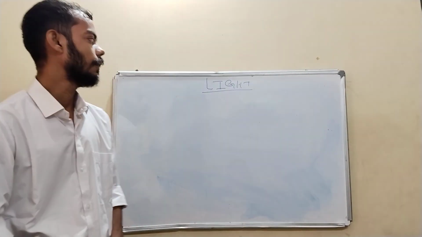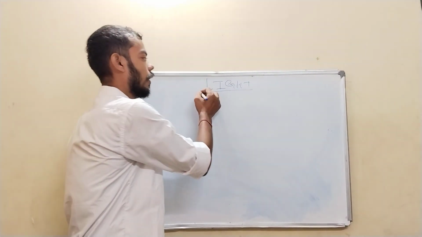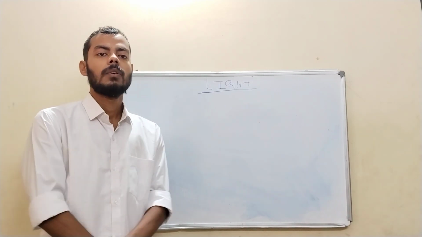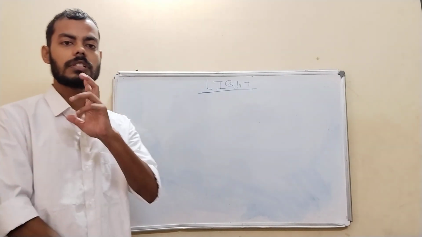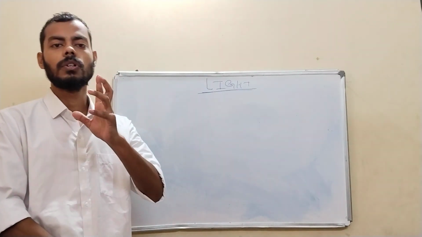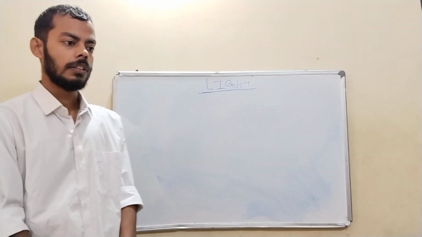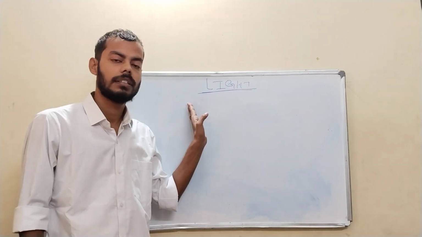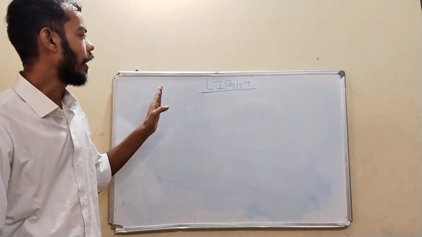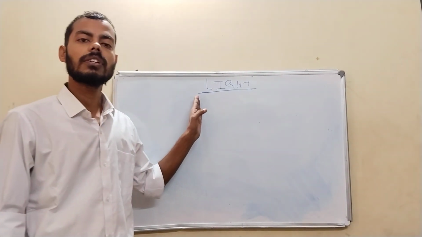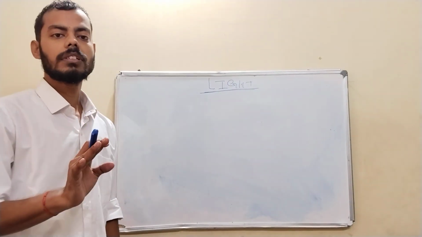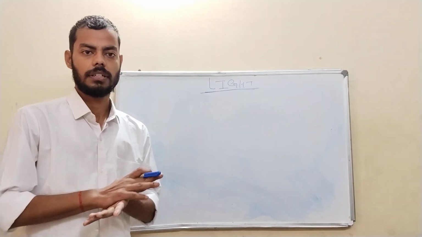So, let me write the first topic name. It is already written, the light. Tell me, what's the first vision, what's the first concept that comes in your mind when you first listen to the term light? So let me define the light for you. What is light? According to the definition of physics, light is the form of energy which gives you a sensation of vision, a sight.